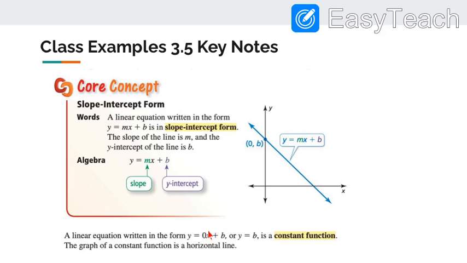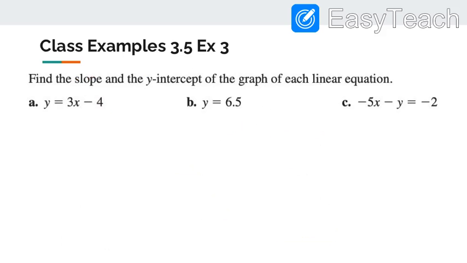If, for some reason, there is no m value, or the m value is equal to 0, and there's 0 times x, which would be 0, then you'd just be left with a y equals b line, a constant function, which is a flat horizontal line. So for each of these we want to find the slope and y-intercept. As a reminder, you have y equals mx plus b.